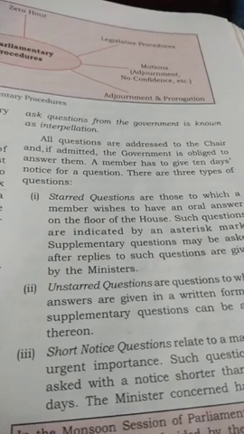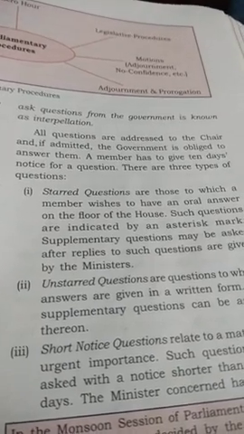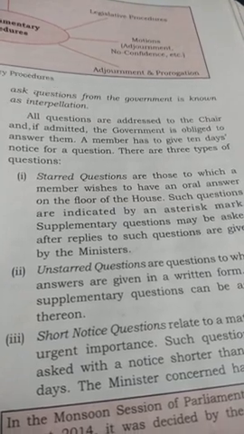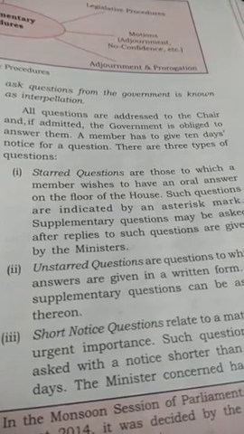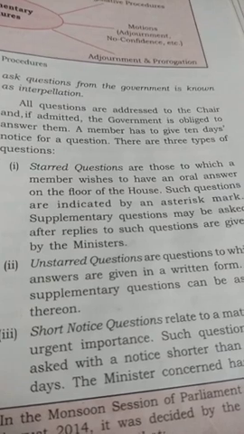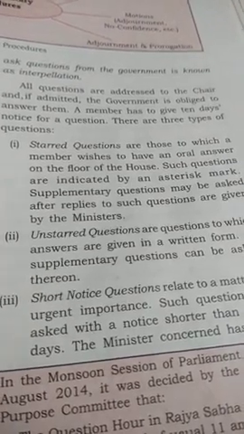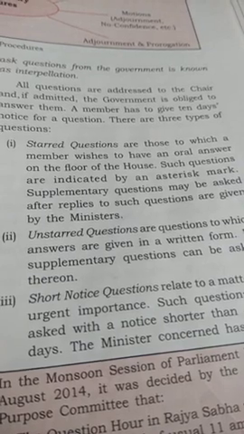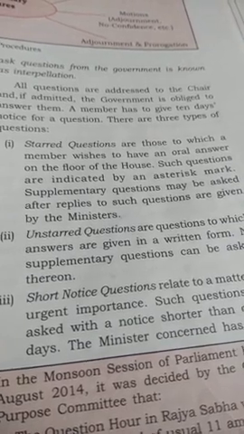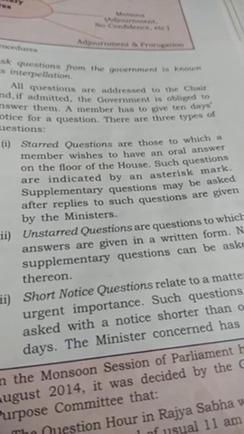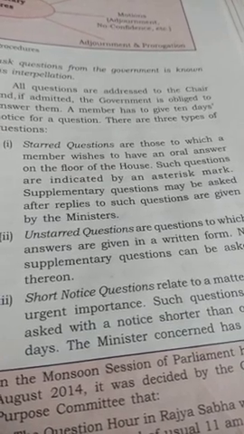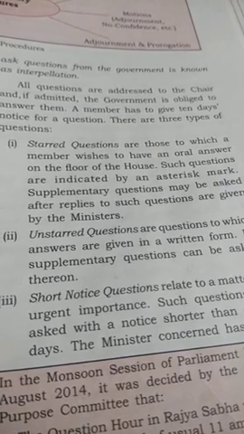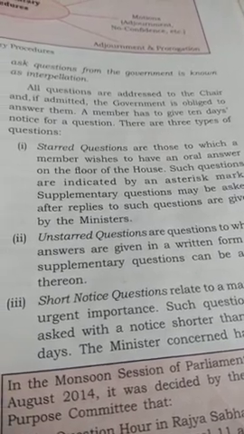A member has to give 10 days notice for a question, and there are three types of question: starred question, unstarred question, and short notice questions. In the starred question section, the member of opposition asks the question to the concerned minister and he will get the answer orally. The minister can give the answer orally and the member of opposition can ask a supplementary question to that answer.